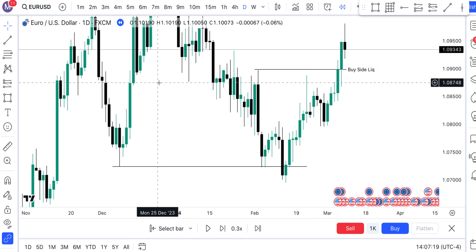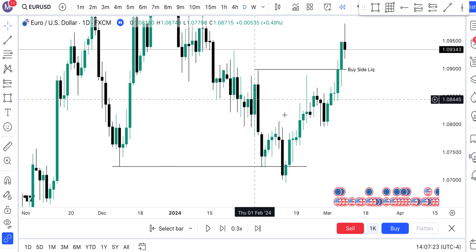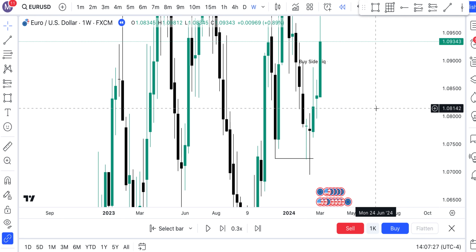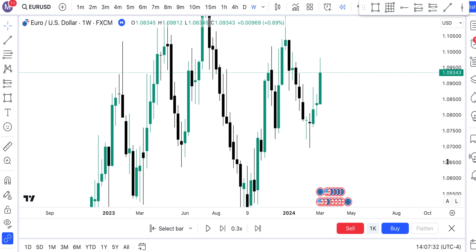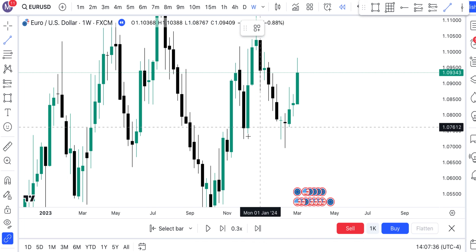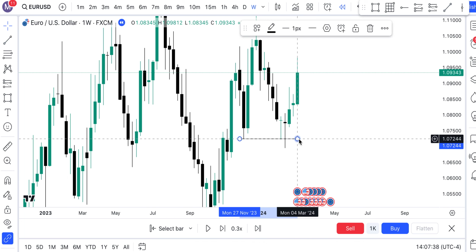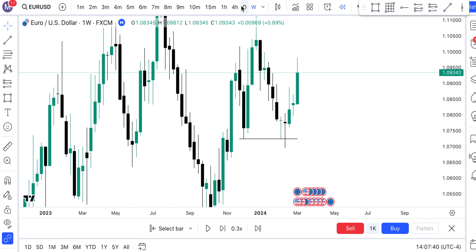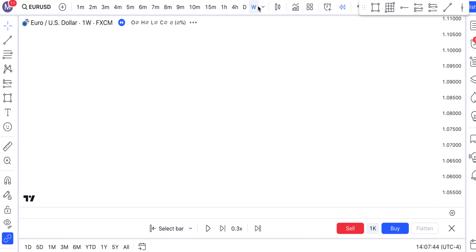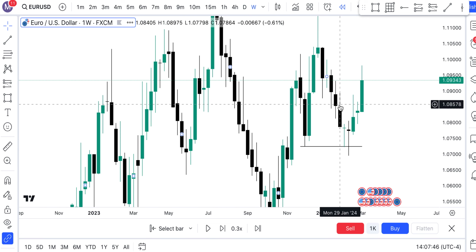And how can you determine which low or which high is going to be used and reversed against? Well, simply the higher time frames hold higher power, meaning a low on the weekly time frame holds a lot more power than a low on the daily time frame, any of these lows. And I'll explain to you why.